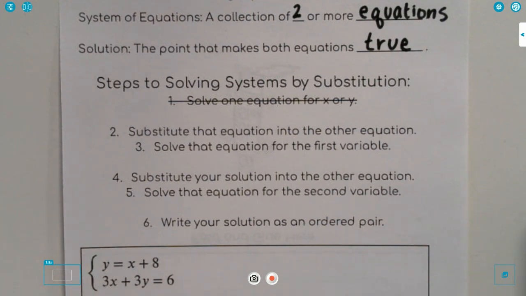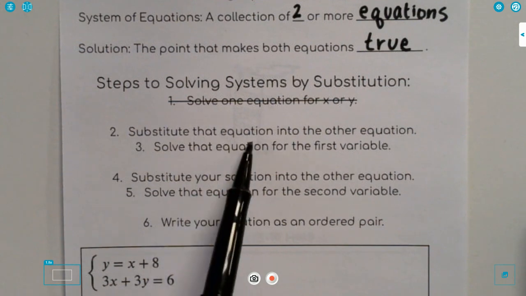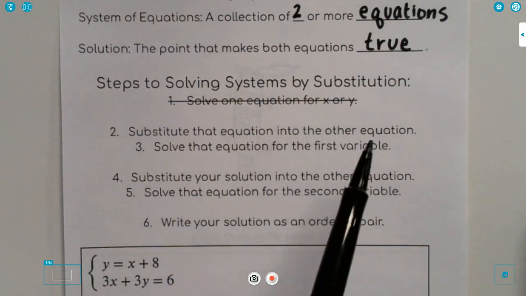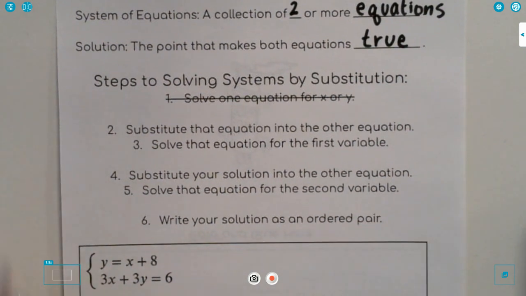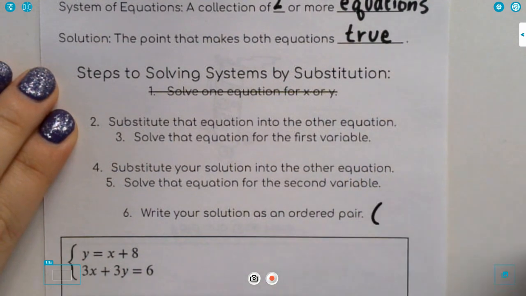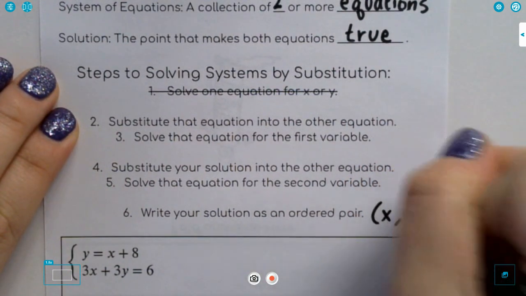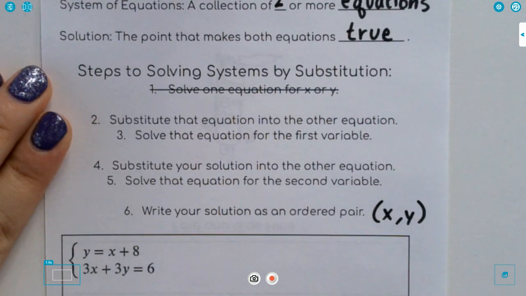Steps 2 and 3 are to substitute the equation that's already solved for x or y into the other equation. So we're going to take one equation, substitute it into the other equation, then solve for one variable. Then steps 4 and 5 are to take that answer, plug it back into the other equation, and solve for the other variable. Once we get that done, we write it as an ordered pair. Just a reminder, in ordered pairs, x always comes first. I'm going to put x comma y right here. It's a nice little reminder that x comes first.